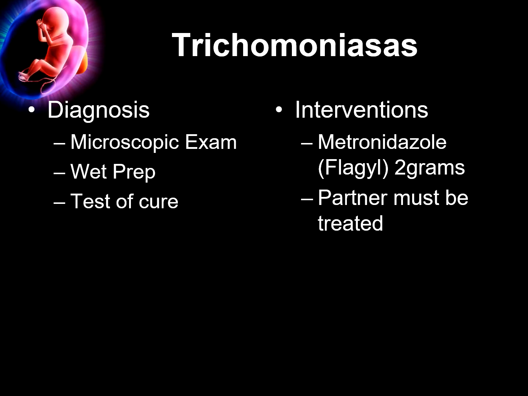The diagnosis of trichomonas is with microscopic exam, a wet prep, and a test of cure. After the treatment, we have to have a test of cure to make sure it has resolved. And the interventions include Flagyl, 2 grams, and the partner must be treated, or else we're going to be reinfected.